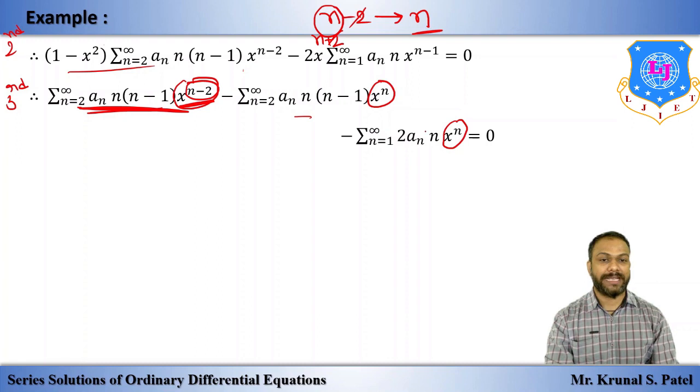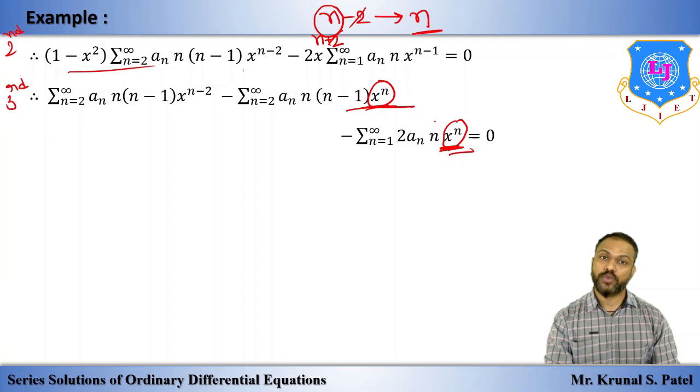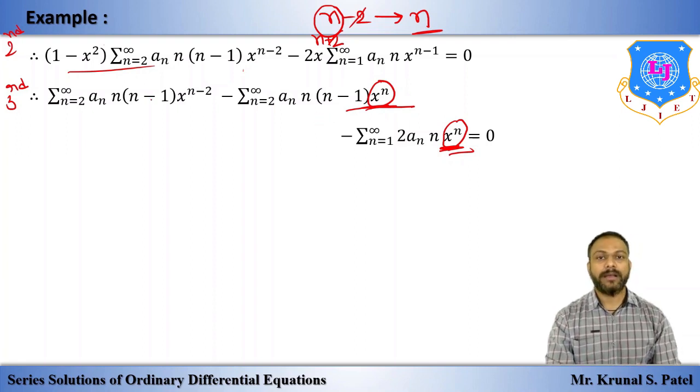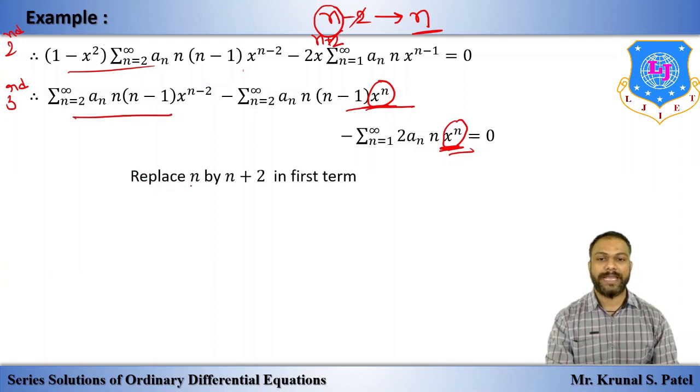not in the second and third, because the second and third terms have x raised to n as it is. So you can make any of the powers, but here we have two terms with x raised to n, so we'll change only the first term. If we have only one term with x raised to n, then we can change these two terms to x raised to n minus 2 also. So which power you want is up to you, but I'm just making it easy, so I'm just changing the first term only. So replace n by n plus 2 in the first term only.